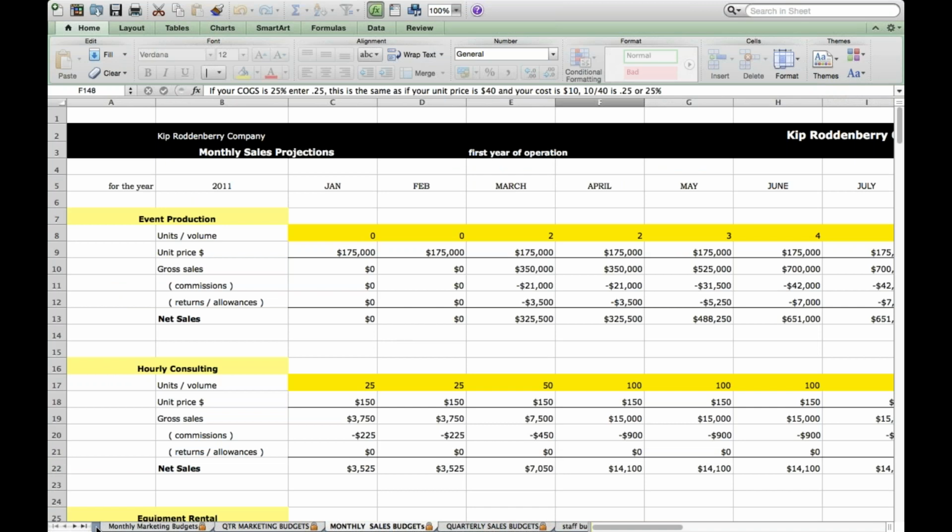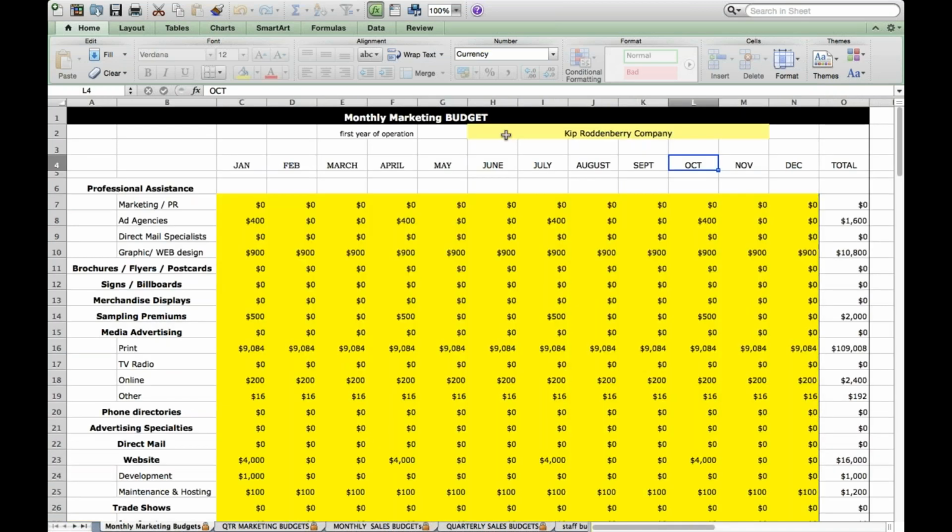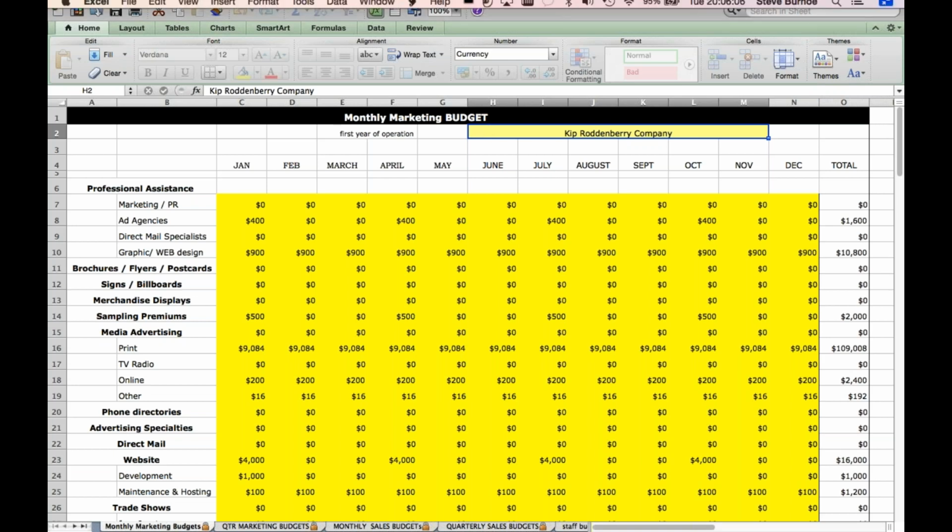Now, one other thing. H2 is where you put in your company name. If you put it in here, it'll show up on all the spreadsheets. We have it all linked together. So just make sure you put the name into H2.